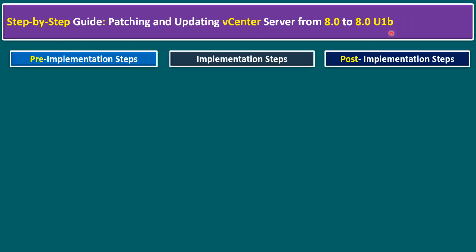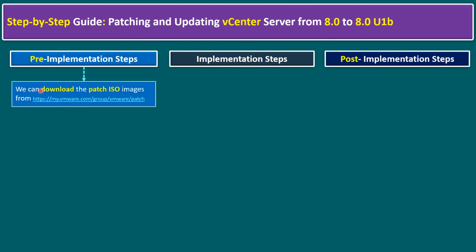Normally for any product patching or implementation activity, we divide it into three steps. The first step is pre-implementation steps. Pre-implementation means before updating vCenter server from 8.0 to 8.0 update 1b, what are our main pre-steps? Once the pre-implementation steps are ready, we are good to go with the implementation. Once implementation is completed, we go with the post-implementation. That means before implementation and after implementation. Post means after implementation. So let's talk about the pre-implementation steps first.